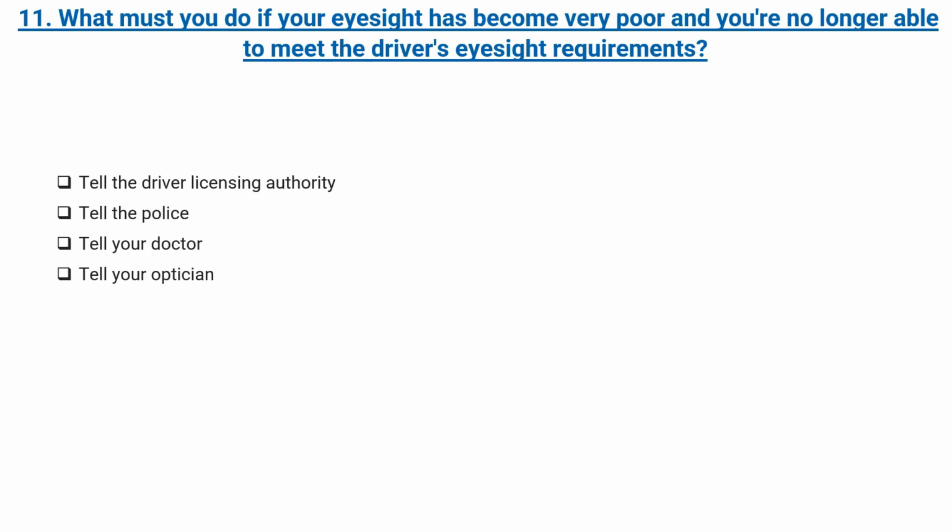11. What must you do if your eyesight has become very poor and you're no longer able to meet the driver's eyesight requirements? Tell the driver licensing authority. Tell the police. Tell your doctor. Tell your optician. Correct answer: tell the driver licensing authority.